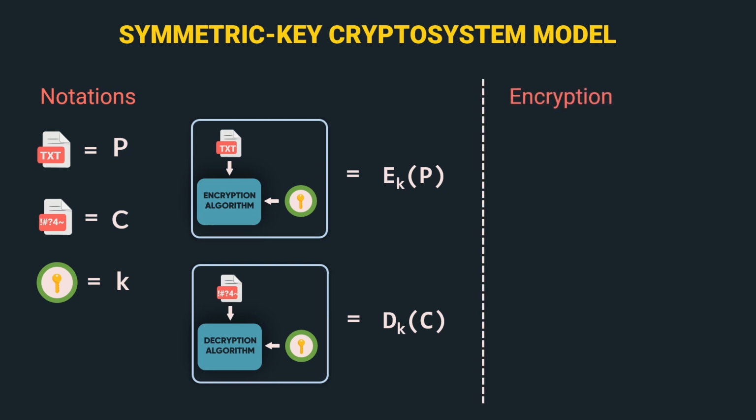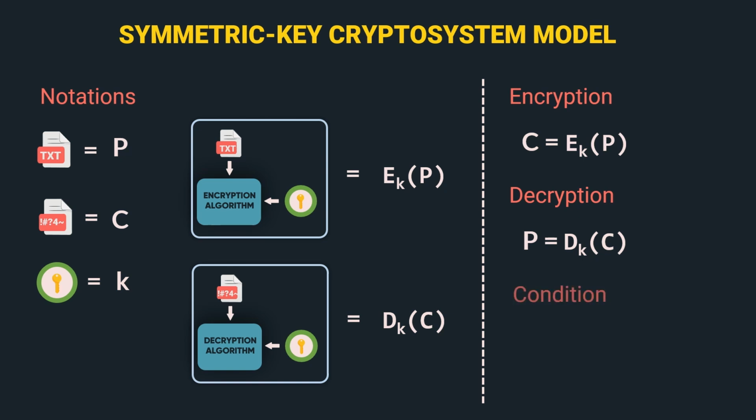Having understood these notations, let's look at the equations. The equation for encryption is C = E_K(P). So we get the ciphertext by passing plain text to the encryption function and using the key K. Similarly, the equation for decryption is P = D_K(C). So we get the plain text by passing ciphertext to the decryption function and using the secret key K. These two equations must obey one condition, that is, D_K(E_K(P)) = P.